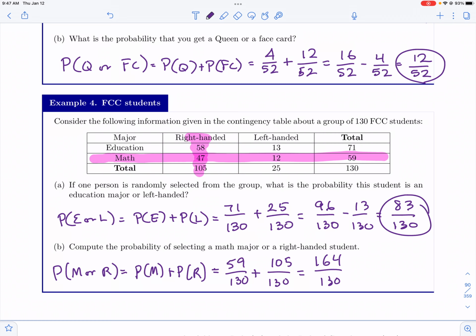So with this one, let's go back up, and we can see the double highlighted part is going to be the 47. So we want to subtract 47 from 130, and that gives us 117 over 130. So the probability of getting a math major or a right-handed student would be 117 out of 130.